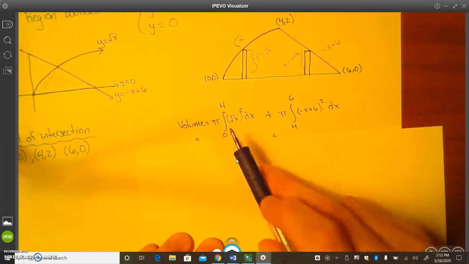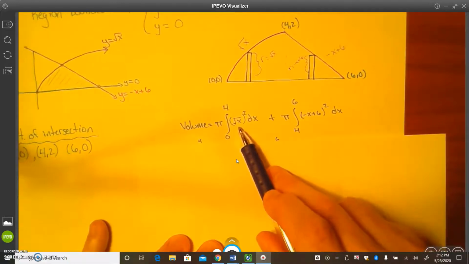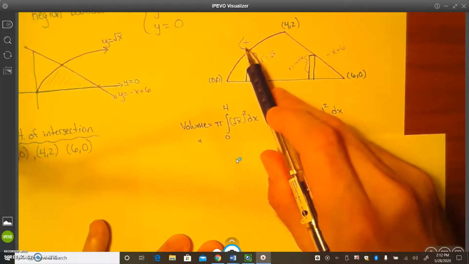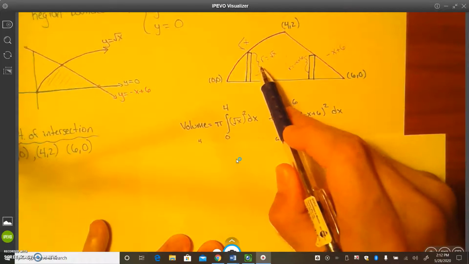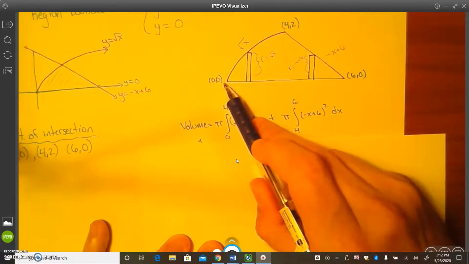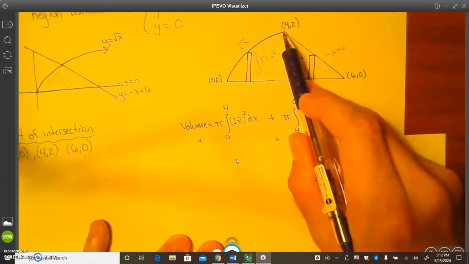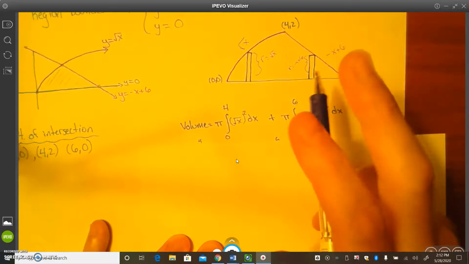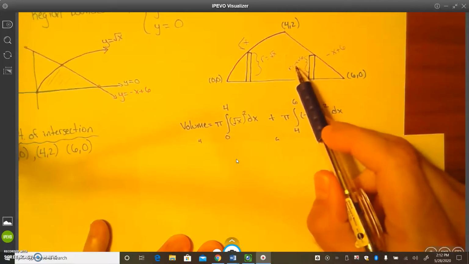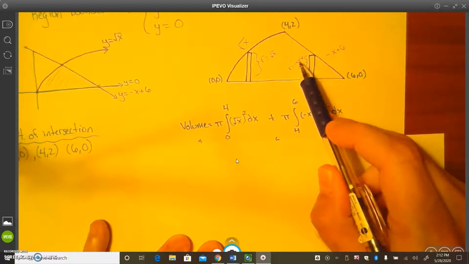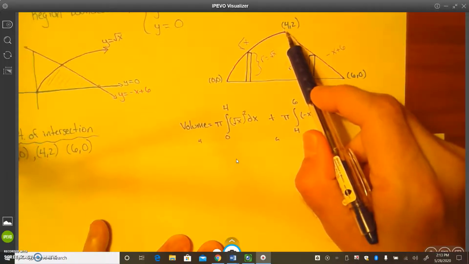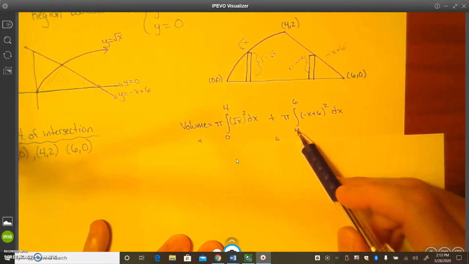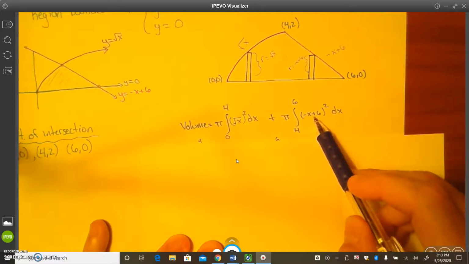So the first integral we have here, notice I'm not going the full region. I'm going 0 to 4 because the square root of x acts as a radius starting at the x coordinate of 0, and it stops acting as the radius when we get to the x coordinate of 4. And then I'm going to pivot, and I'm going to change my radius to negative x plus 6. That starts acting as the radius at 4, and it stops at the other endpoint, an x coordinate of 6. So 4 to 6, the radius is negative x plus 6.